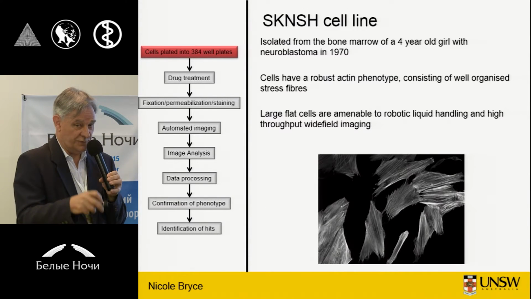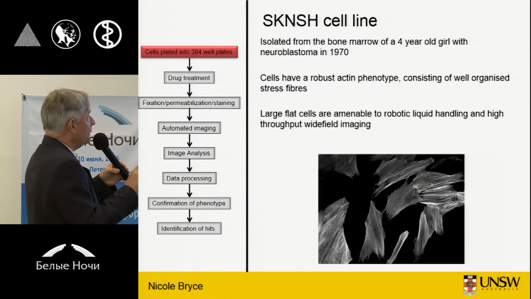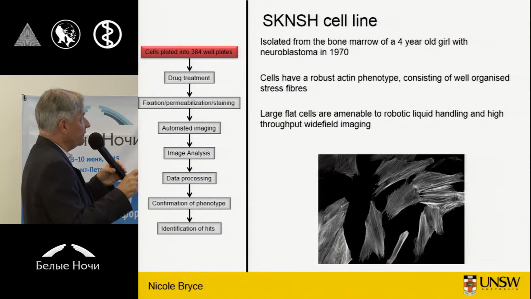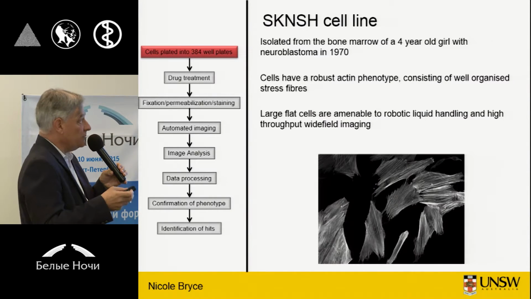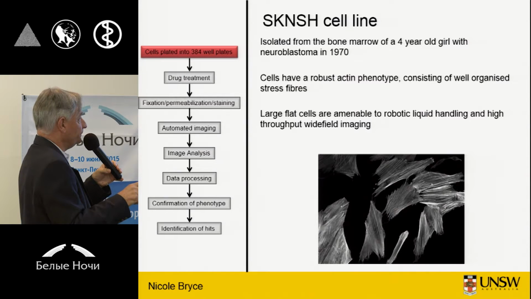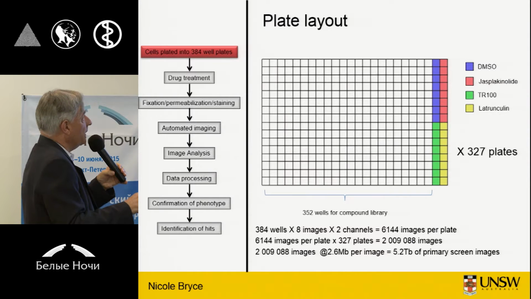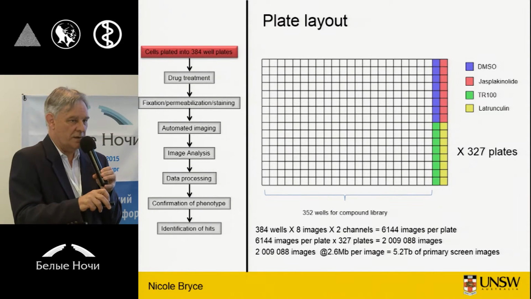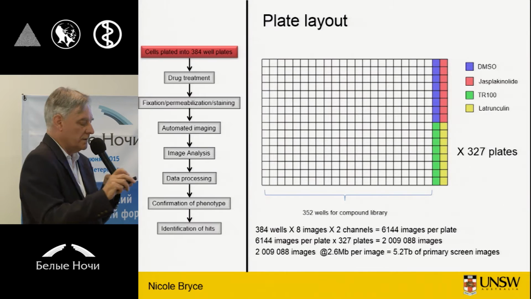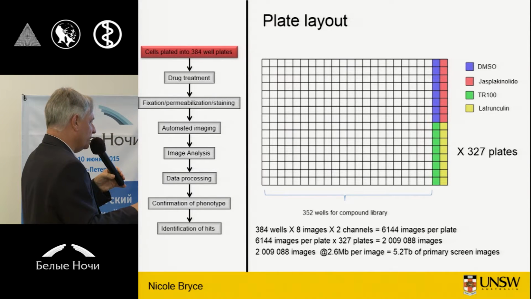I just want to quickly take you through how we've done it and what has come out of the screen. We've used SKNSH cells, which are a neuroblastoma that has been cultured for some time. The nice thing about these neuroblastoma is they have an excellent actin cytoskeleton that you can visualize easily in a high content screen. What we have done is we're screening a 115,000 compound library. That's a very large number of compounds.